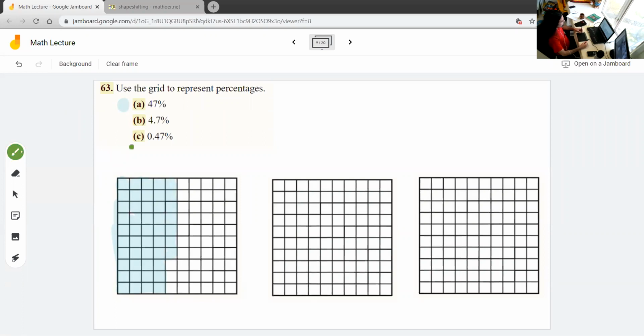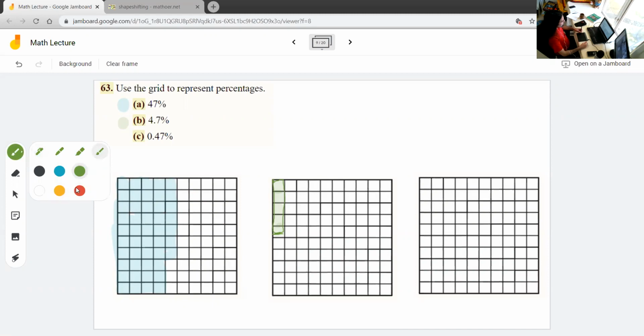If I wanted to do 4.7%, how would I do that? Four columns? No, not 4 columns. 4 boxes. 4 boxes, that's 4%, 4 out of 100. And then I do most of a box, but not quite. So that last box doesn't get all the way shaded, just 7/10 of it does.